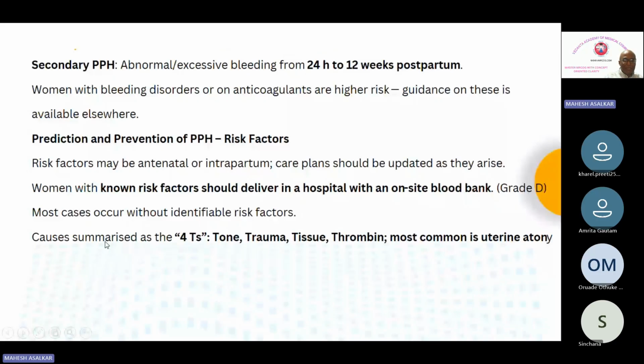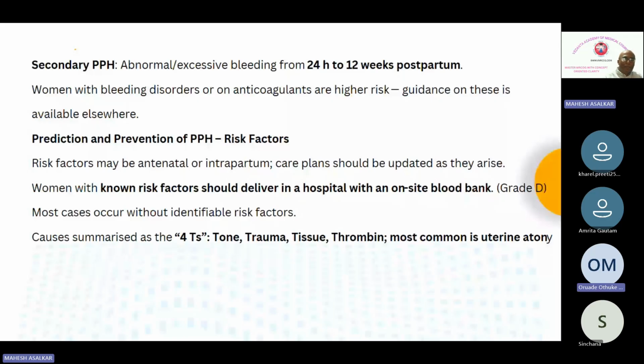Secondary PPH is abnormal excessive bleeding from 24 hours to 12 weeks postpartum. Remember, it is 12 weeks postpartum. Normally we calculate up to 6 weeks, but here secondary postpartum hemorrhage by definition is from 24 hours till 12 weeks. Women with bleeding disorders or on anticoagulants are at higher risk. Guidance on this is available.